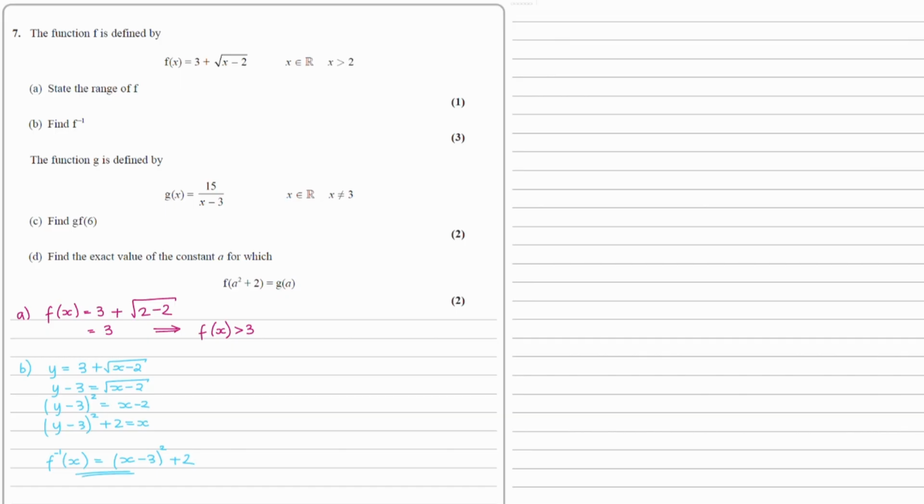We're then told that the function g is defined by g of x is equal to 15 over x minus 3, where x is a real number and x is not equal to 3. Part C, find g f of 6.